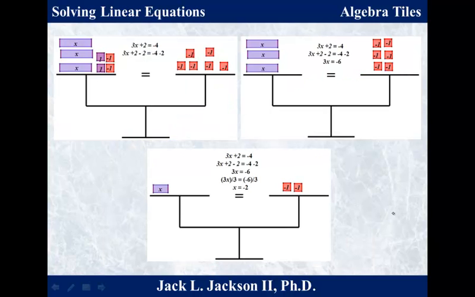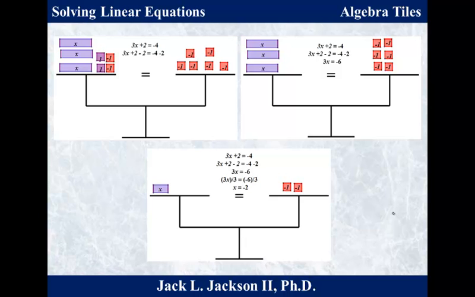So what we're going to do here first is get rid of the 2 by adding 2 negative units to both sides, and then they annihilate on the left, leaving us 3 x's on the left and 6 negative 1 units on the right, so negative 6.